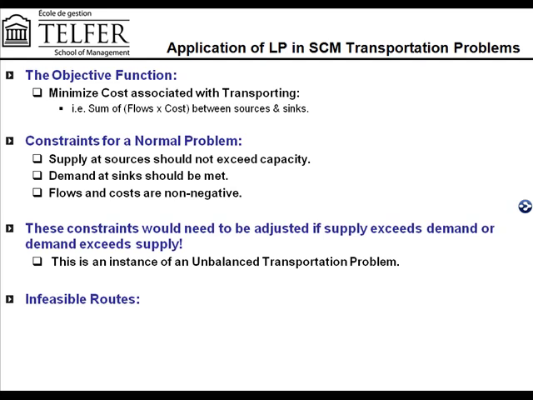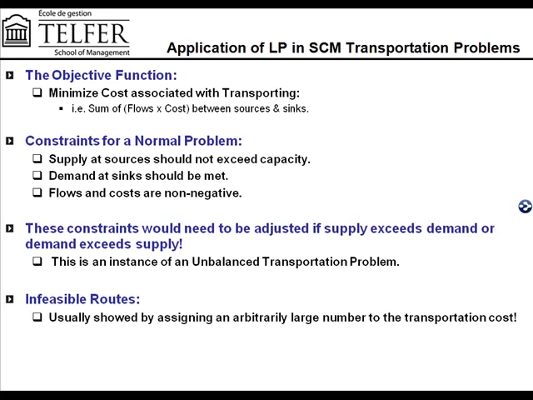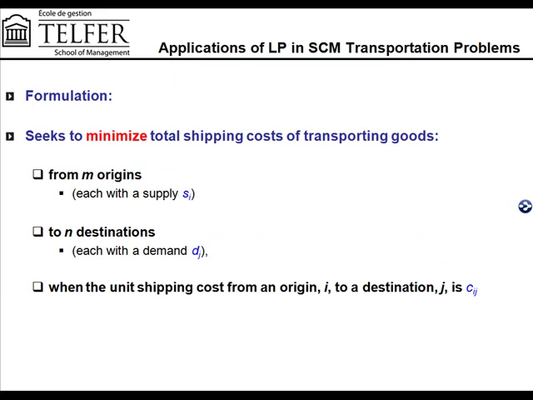Also, in certain problems, there might be infeasible routes, where you do not really have a route between a particular supply point and a demand point. In those situations, what you typically do is assign an arbitrarily large number as a transportation cost between those points. So if we are talking about costs in hundreds of dollars, you can assign a cost in tens of thousands of dollars between a supply point and a demand point, and that will take care of that route, and Solver or any other optimization tool you're using will probably not use that route at all.